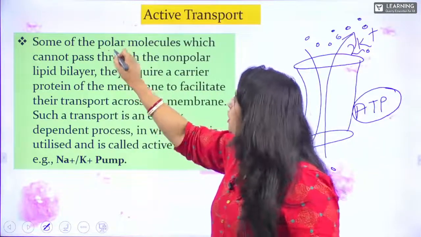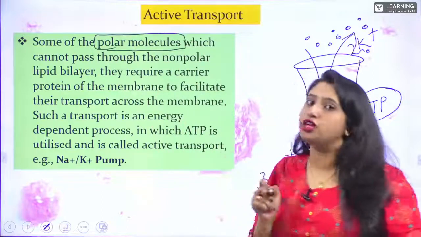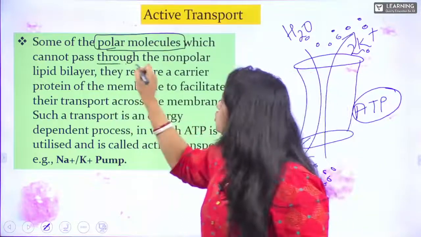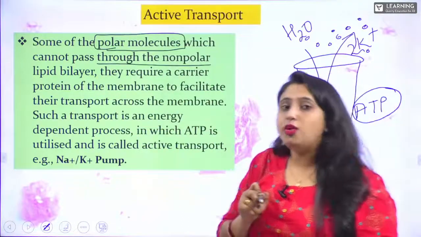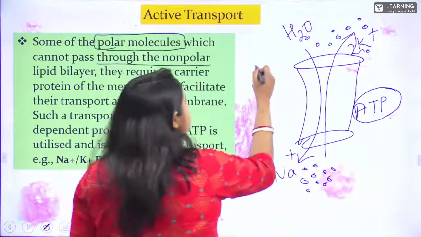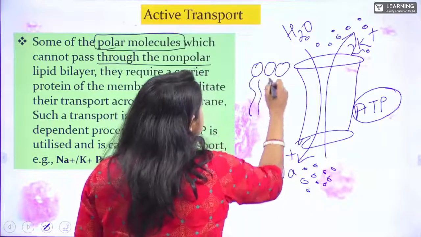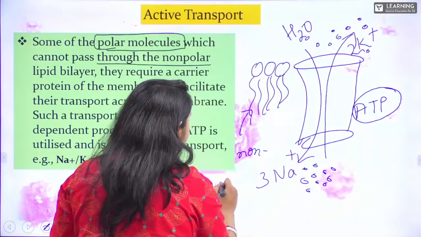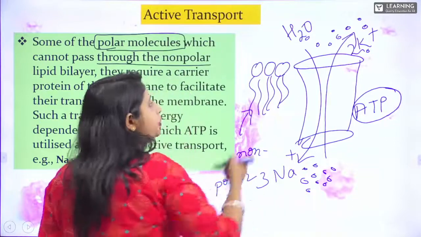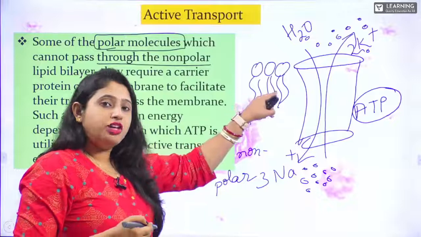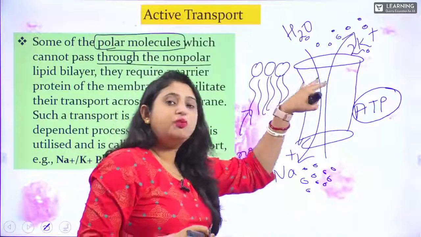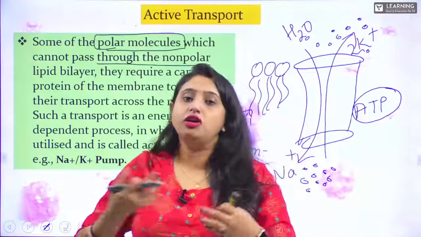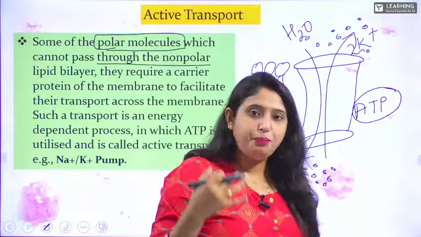So some of the polar molecules, for example, water molecules, cannot pass through the non-polar lipid bilayer. So what is this non-polar lipid bilayer? See the plasma membrane, isn't it? This is the non-polar lipid bilayer, okay? So some molecules cannot pass through it. In that case, they require a special protein pump, that is the Na plus K plus pump, which helps the molecules to cross the plasma membrane, to cross the lipid bilayer.